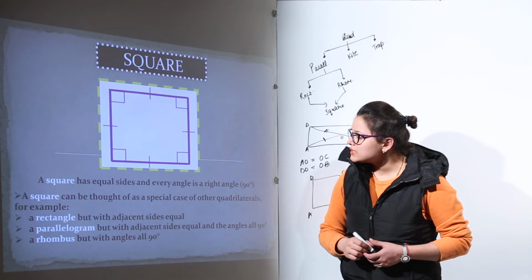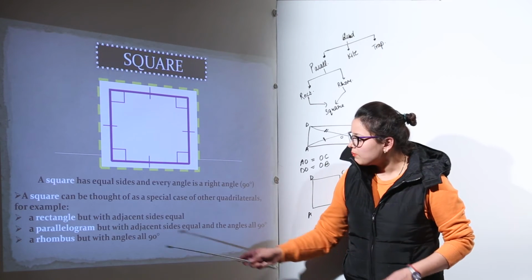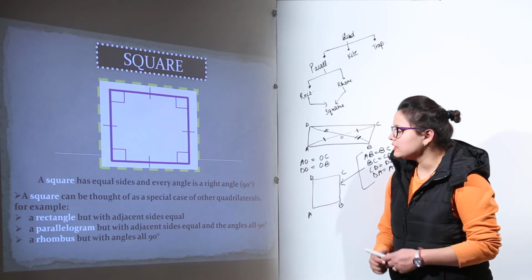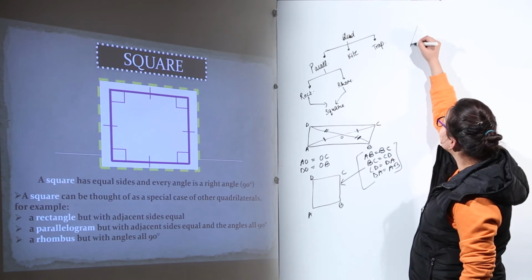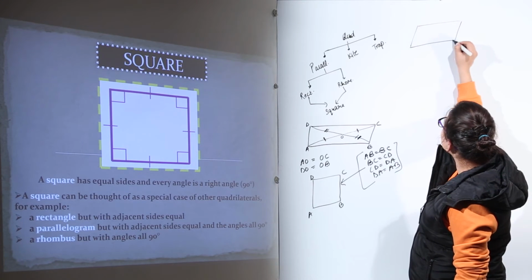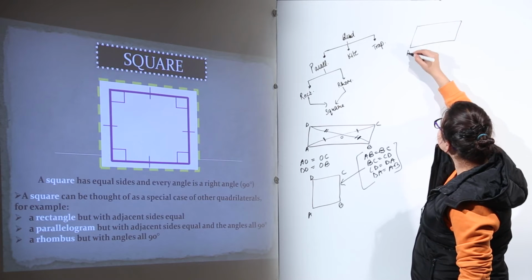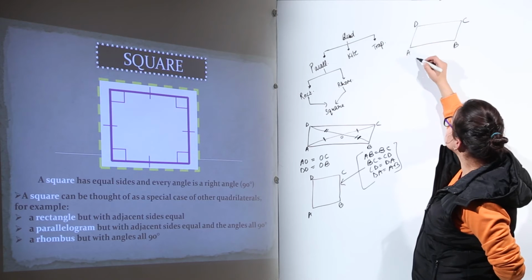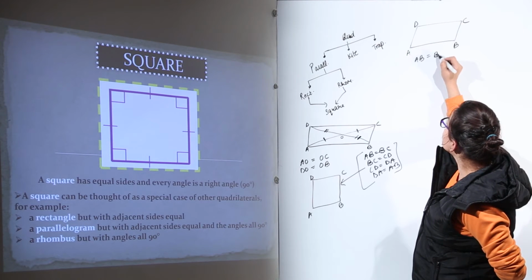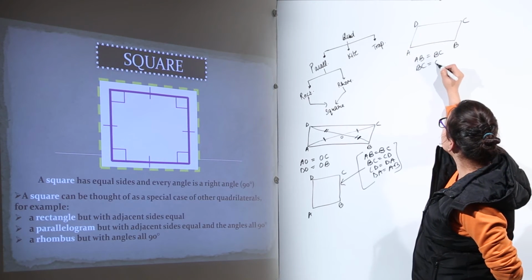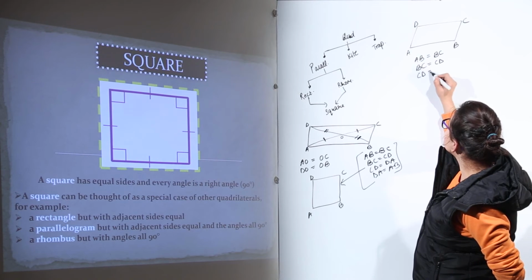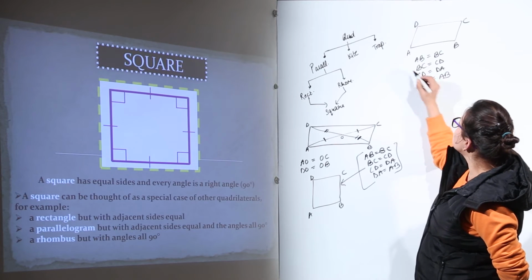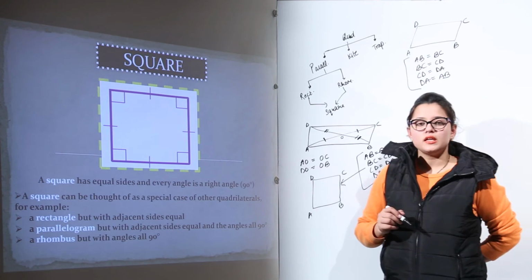Next, it is an example of a parallelogram but with adjacent sides equal and all angles equal to 90 degrees. Now you make a parallelogram over here, right? Now a parallelogram can be having a group of properties. Say it has adjacent sides equal. If in a parallelogram AB is equal to BC, BC is equal to CD, CD is equal to DA, and DA is equal to AB, we can see here that all the adjacent sides are equal.